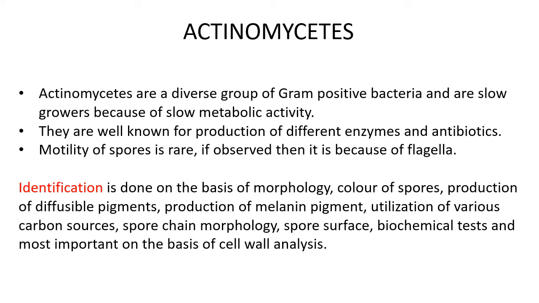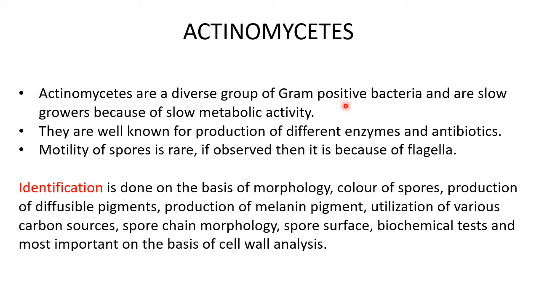So actinomycetes are a diverse group of gram-positive bacteria. They are gram-positive bacteria which are slow growers. Why? Because they have slow metabolic activity, and that's the reason they require a minimum of 3 to 5 days to grow. Even some take around 7 days to completely grow and form a colony. That depends on the species of actinomycetes.